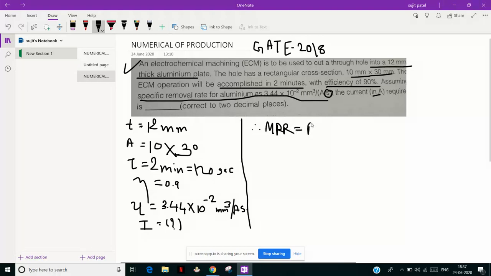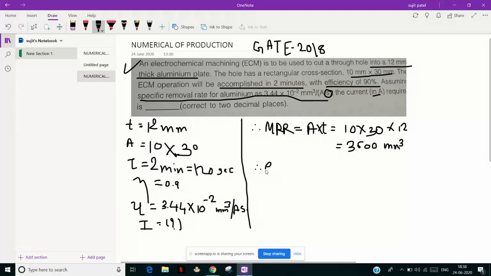That is area of the rectangular hole multiplied by thickness of the plate. So it is 10 mm by 30 mm, hole size, and thickness is 12 mm. So this will come out to 3600 mm³. So we have total material removal, and specific removal rate is given to us.